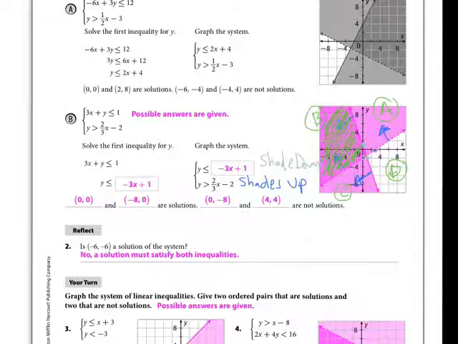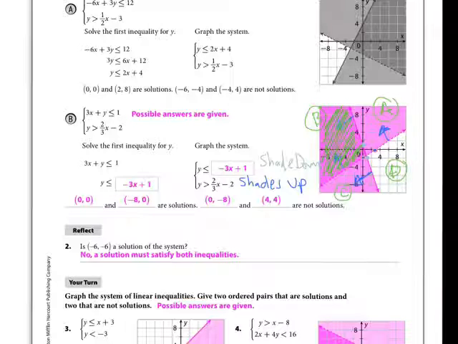Now, the rest of the problem is asking for possible answers. So possible answers in this problem are (0, 0). (0, 0) is right here, and it is in the shaded region. (-8, 0): if I go all the way to -8 and then do not go up or down, that's going to be in my shaded region. And then the following two are not solutions.